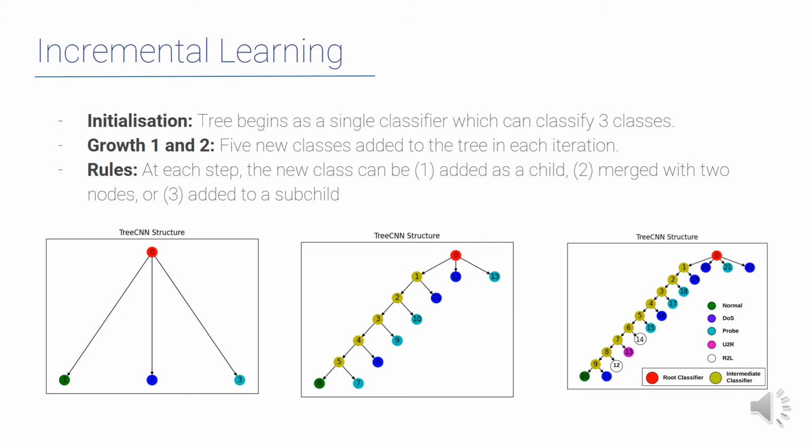The tree begins as a single classifier that can classify 3 classes, and in each iteration, because of the incremental learning characteristic, 5 new classes are added. These new classes can be added as a child, merged with 2 nodes, or added as a subchild subsequently.